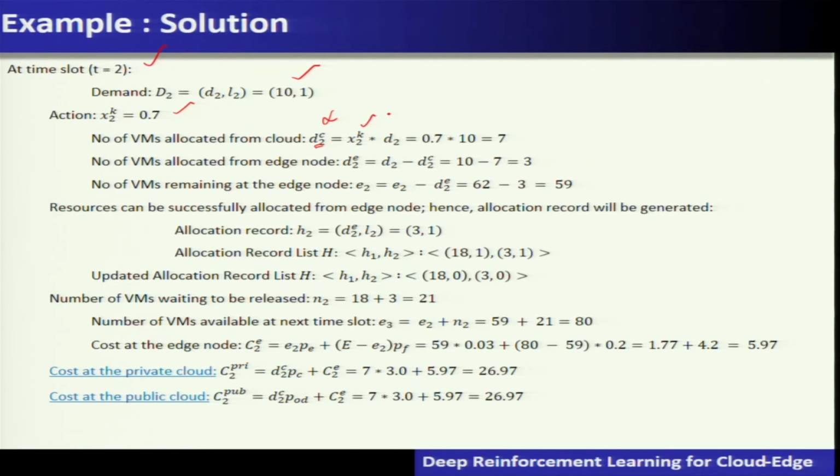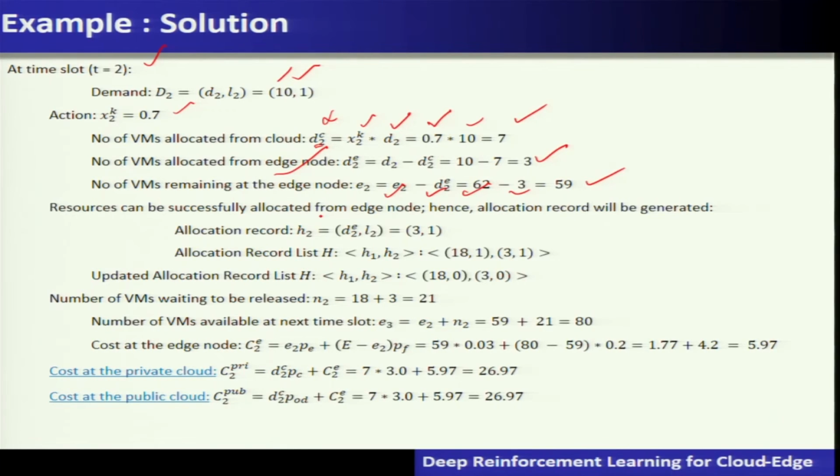X2 of k, that is 0.7 multiplied by d2, which is 10, comes out to be 7. So the number of virtual machines remaining out of the demand, 3, will come from the edge. The number of virtual machines remaining at the edge node will be calculated as E2 minus D2. You know that the number of virtual machines at the edge is 62, and 3 will be reserved, allocated at time slot 2. So 59 virtual machines will be available at the edge node.